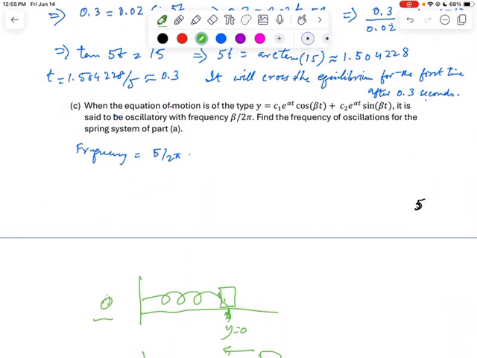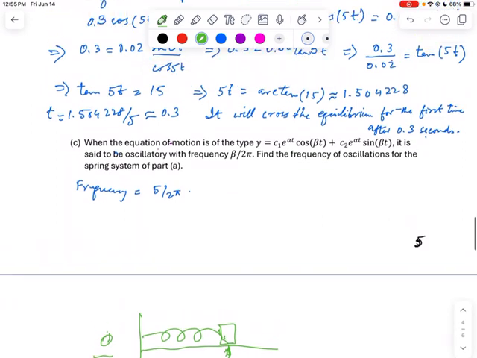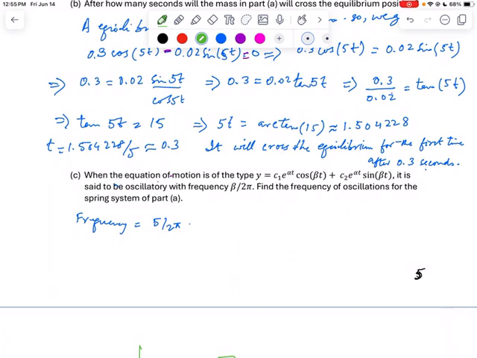So there can be more than one time it passes through the equilibrium position, but we will just find out the first time it passes through the equilibrium position.